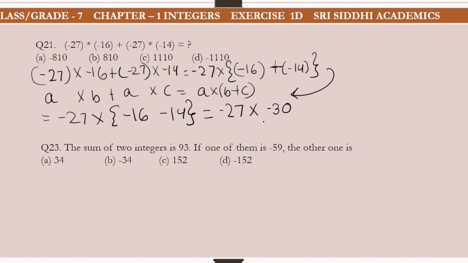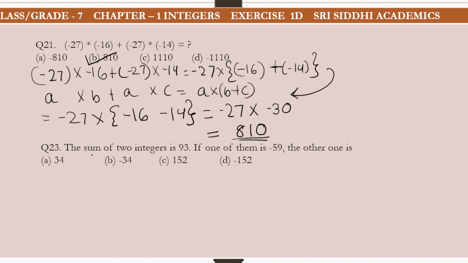So here I have to do 27 into minus 30. Since same sign integers are being multiplied, the answer will be positive, and 27 into 30 is 27 into 3 is 81, and the 0 will come here. This is 810, and it will be positive because minus and minus are being multiplied. So it will be plus in the answer. So question number 21, option B is the correct answer.